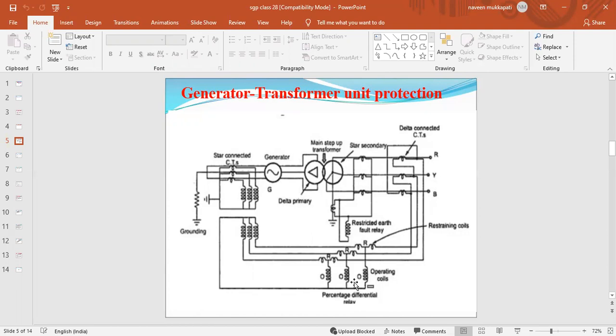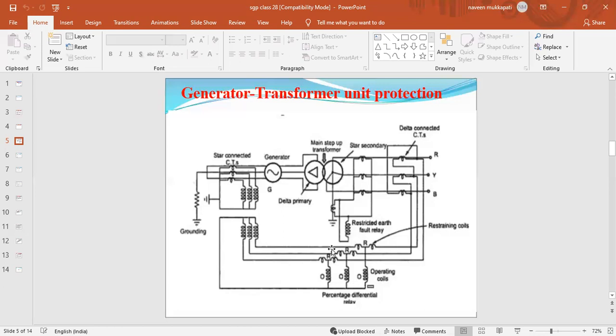While comparing the operating coil current to the restraining coil current, some change will be obtained. Due to that change, the operating coil is more energetic than the restraining coil. Therefore, when the operating coil is more energetic, automatically the relay gives the indication to the circuit breaker.